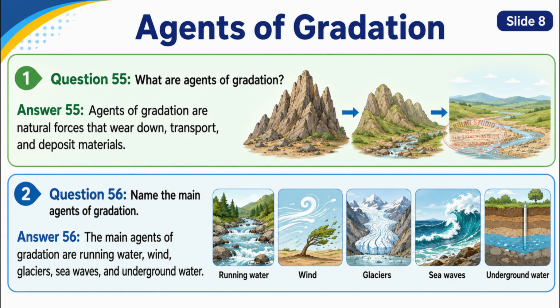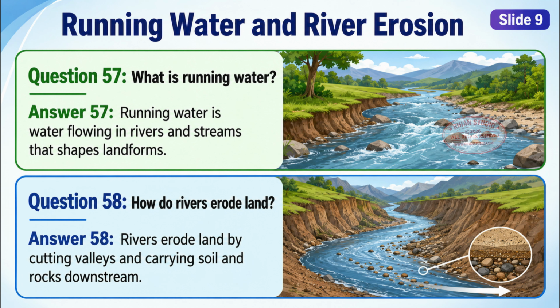Question 56. Name the main agents of gradation. Answer 56. The main agents of gradation are running water, glaciers, wind, sea waves, and underground water. Question 57. What is running water? Answer 57. Running water is flowing water in rivers and streams that shapes the land.